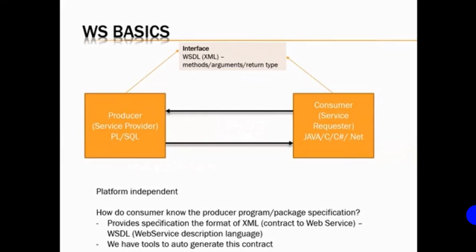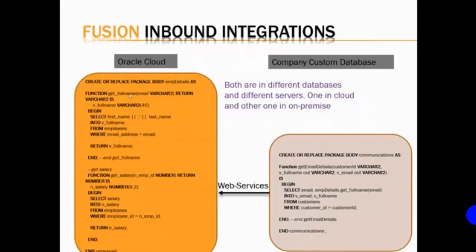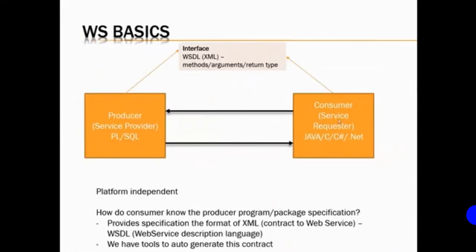Why am I saying contract? Because that contract will have what methods are available, what arguments those methods are going to take, and what the return type is. So the WSDL is available in the producer. The producer has to generate the WSDL, and the consumer will just look at the WSDL file. That WSDL file gives the information to the consumer. It will say, oh, I have this method, maybe get full name is the method, and it has input parameters as email and output as a varchar2. That's what the consumer understands.